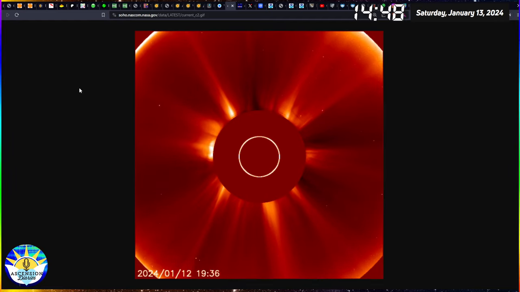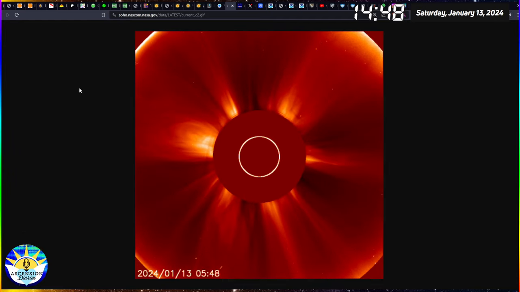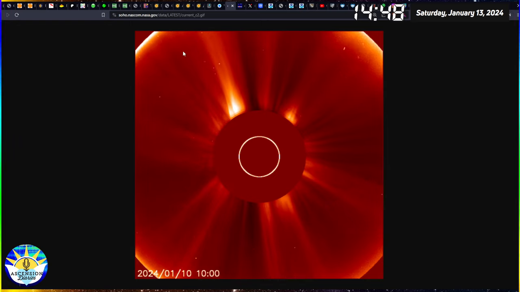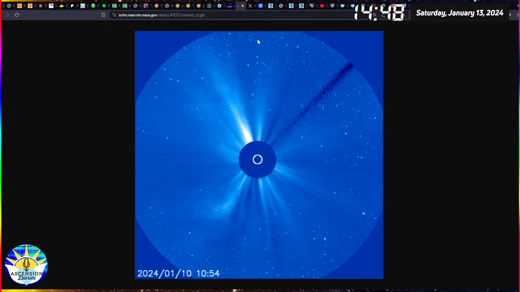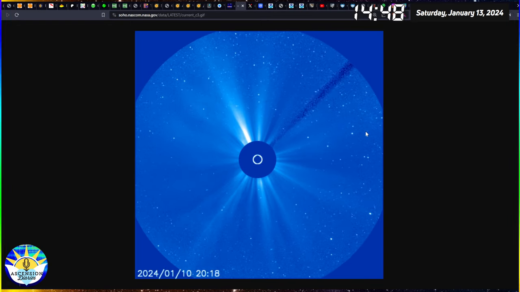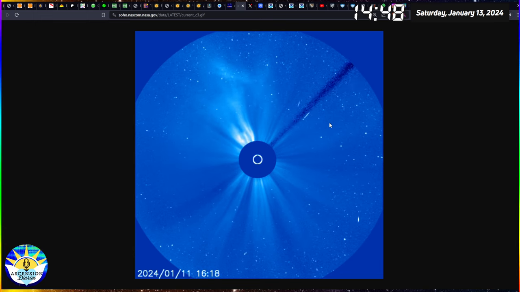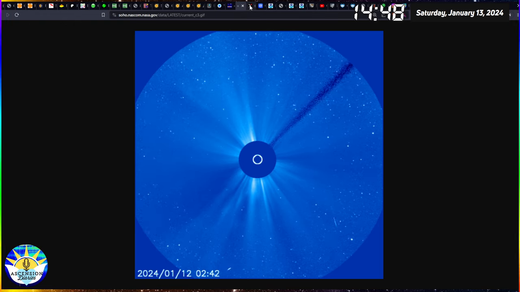Just watch here on the 12th. Okay, another explosion. 13th, more mild. We're in the process of another coronal mass ejection. So we are continuing with the activity on the sun as expected, but it seems like it's all going towards Saturn still and not as much in our direction. So let's see if that's going to continue.